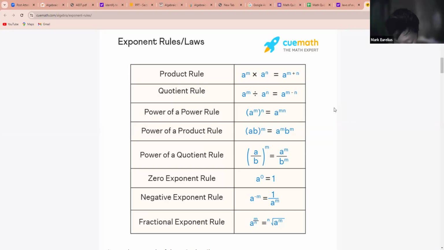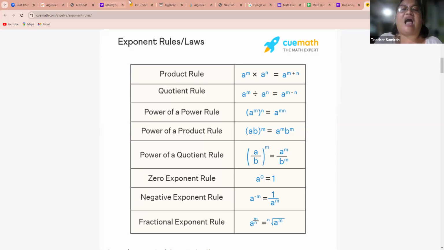A raised to the power of? What is your answer again, Tristan? 5 minus 2? 3. Okay, very good. So your answer would become a raised to the power of 3, or in other words, you can also say a cubed. The answer would be a cubed. Okay? So we will simply discuss these two rules, the product rule and the quotient rule.